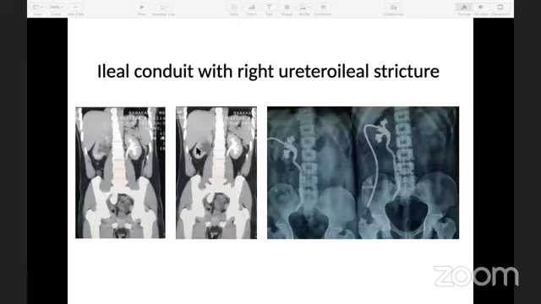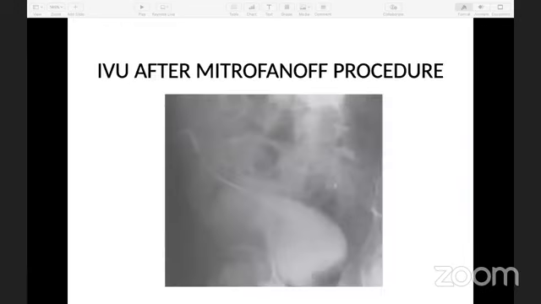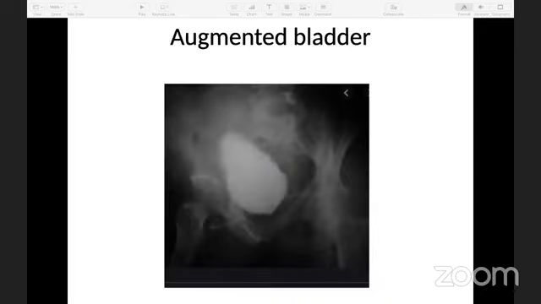Patient with radical cystectomy and ileal conduit presented with right-sided symptomatic hydronephrosis on CT, and on nephrostogram it shows right ureteroileal stricture. And he required revision of the anastomosis. IVU in a patient after Mitrofanoff procedure. Cystogram in a patient with augmented bladder.